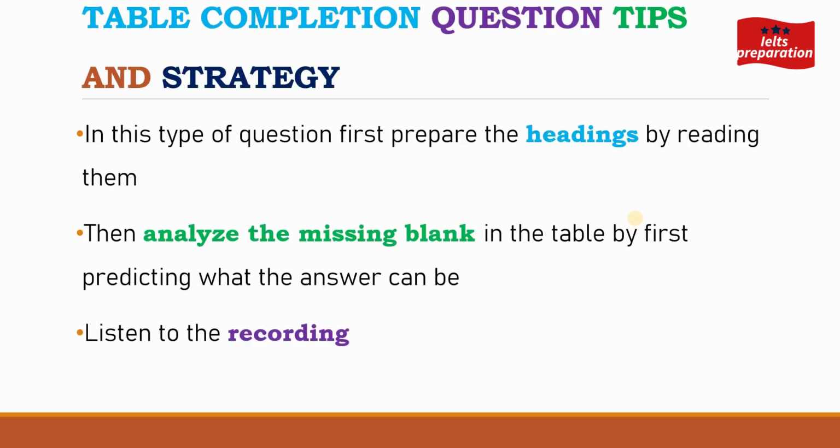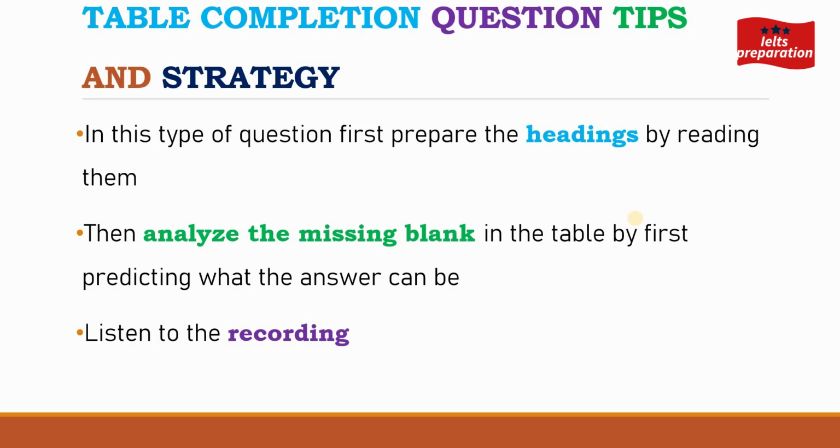The first point is that in this type of question, first prepare the headings by reading them. In this question type there is a table which has headings, so you have to first analyze and read the headings in order to answer correctly. Then analyze the missing blanks in the table by first predicting what the answer can be.